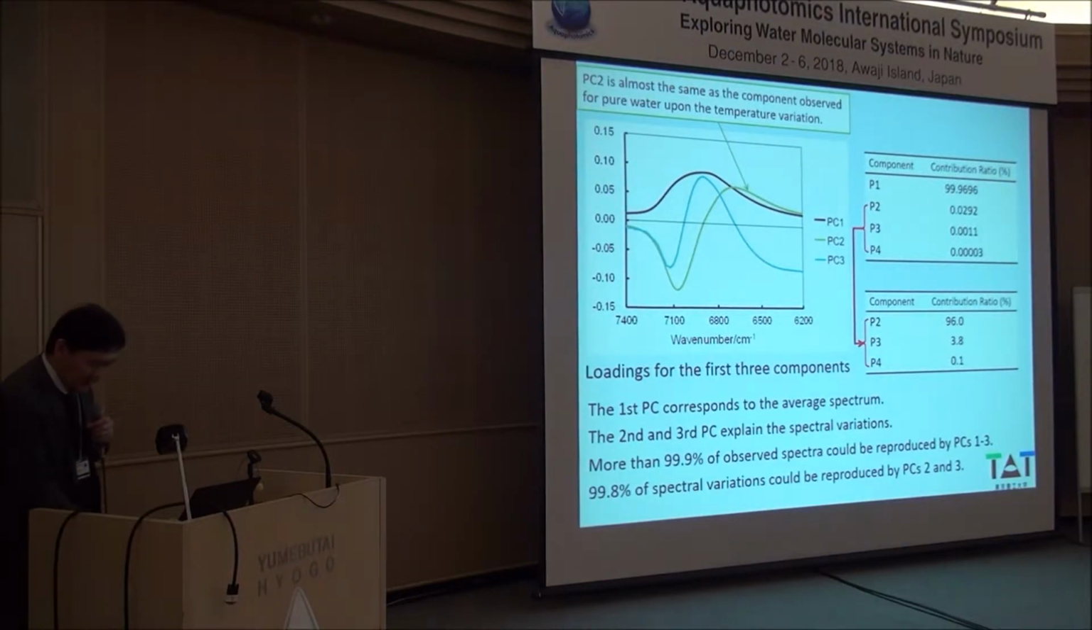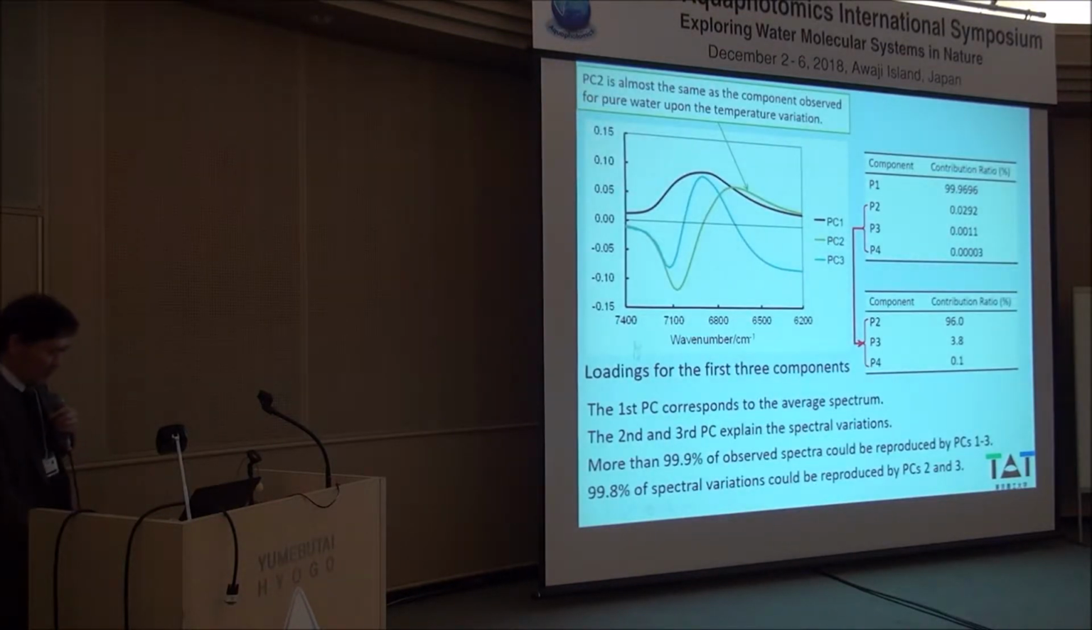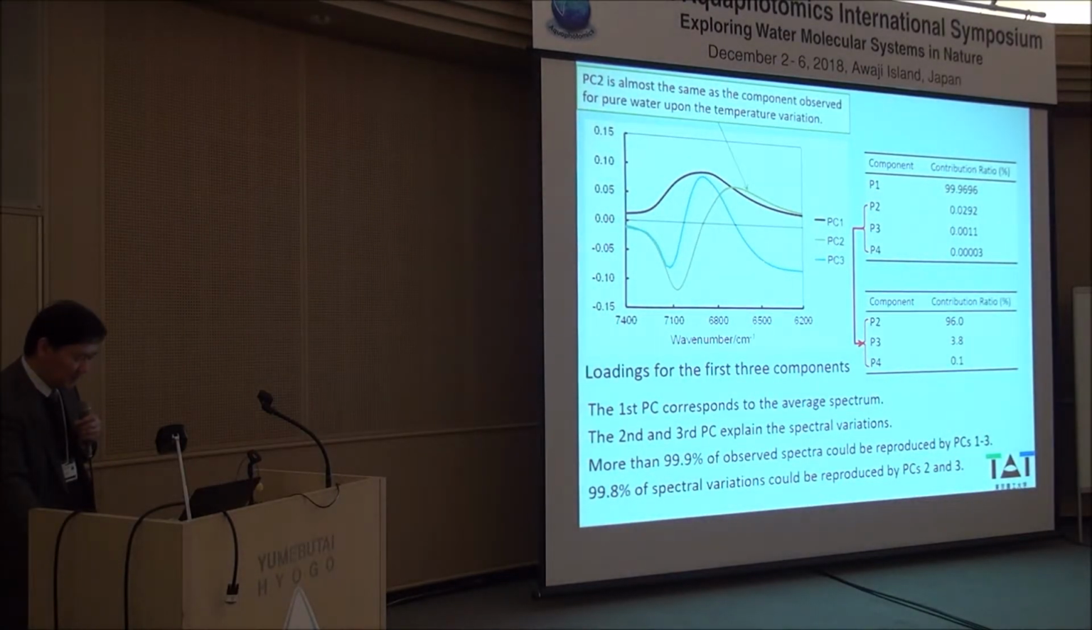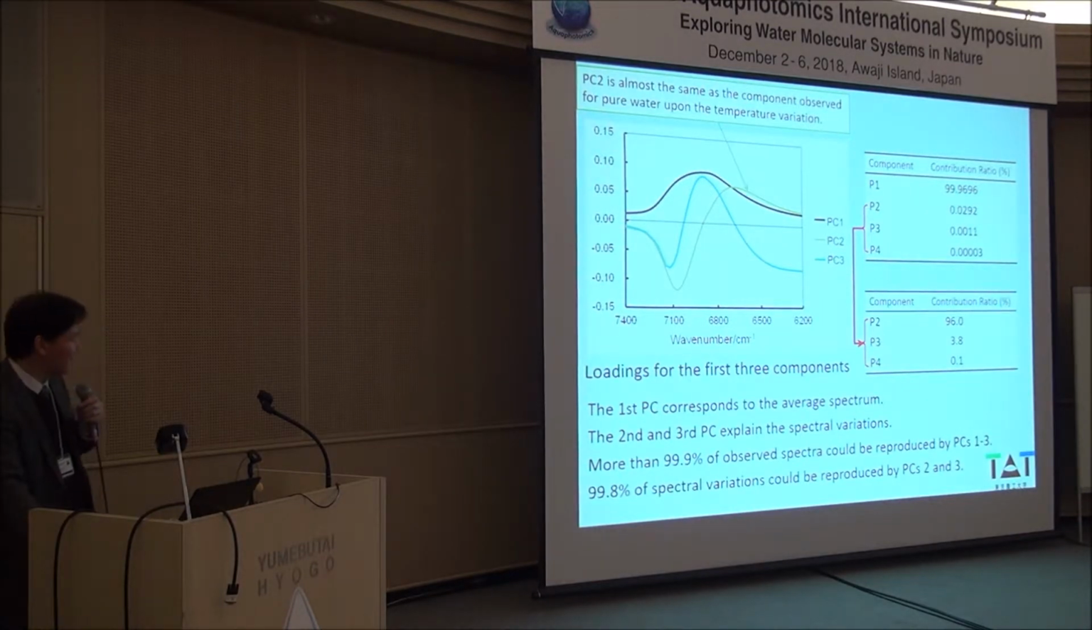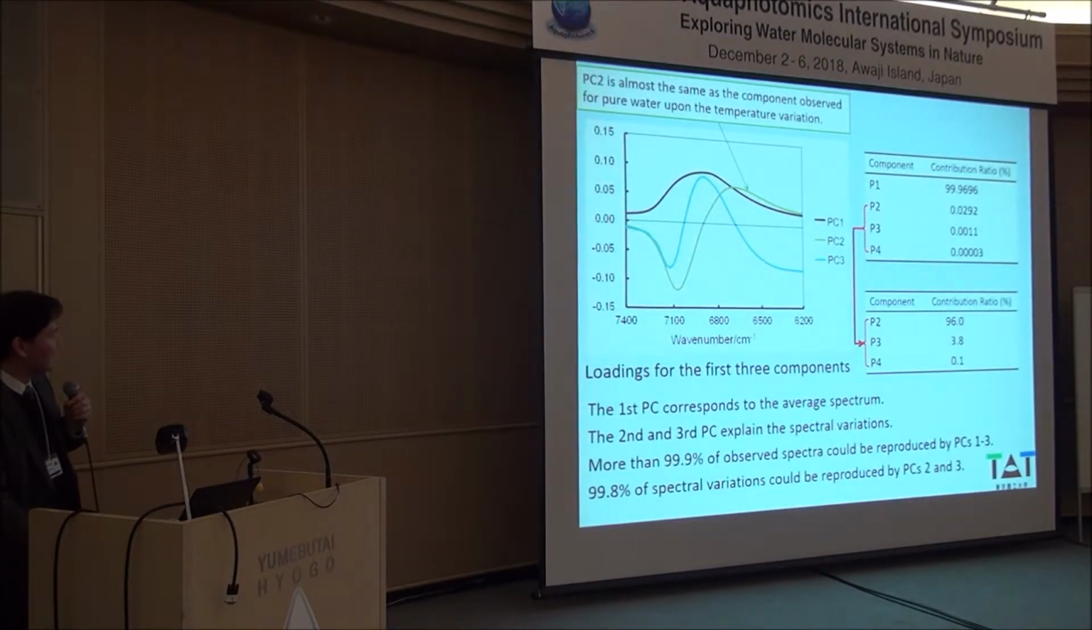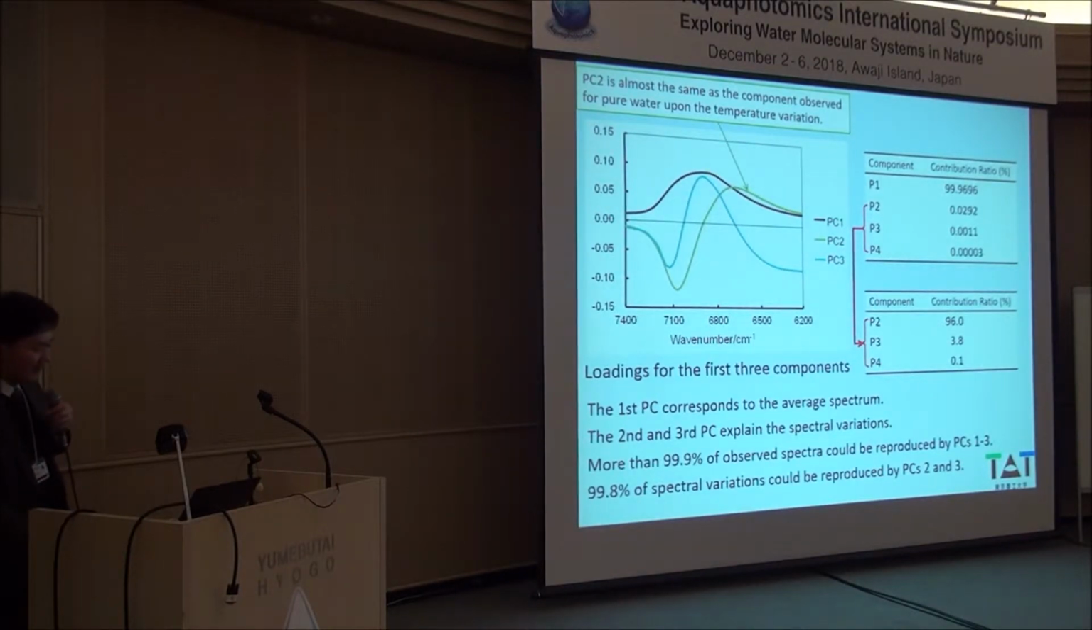And there is another very important finding. PC2, that is the green line, the loading for PC2, is almost the same as the component observed for pure water in the temperature variations. So the variations are composed of the same change as the temperature variation and another change.